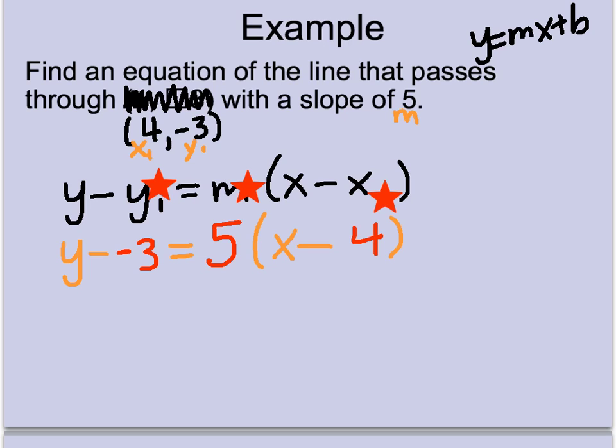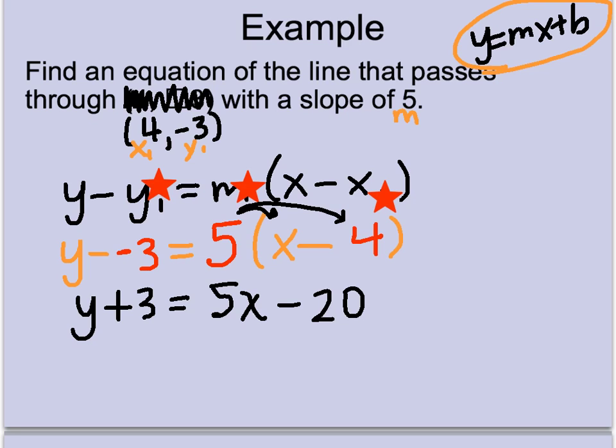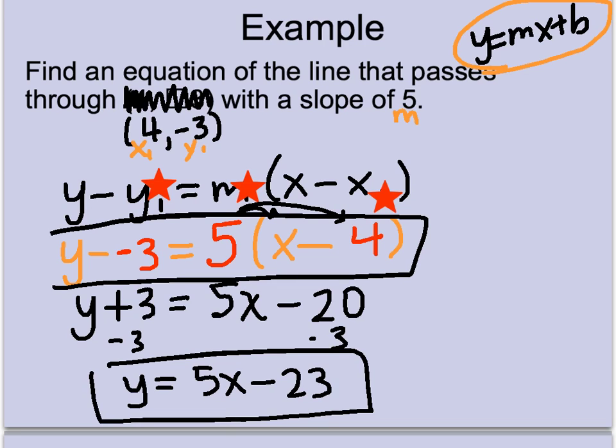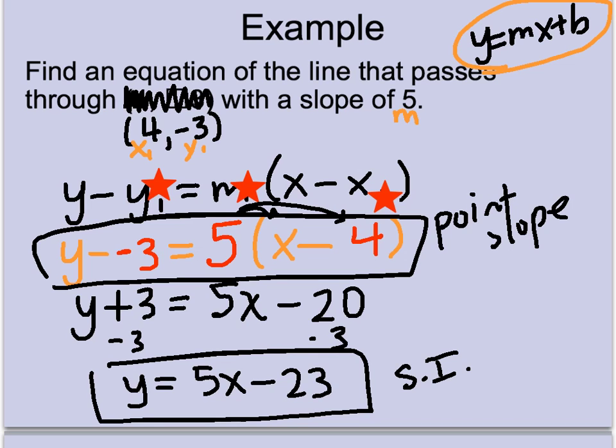So once I've replaced my y1, m, and x1, all I have to do to get it into slope-intercept form is to distribute the 5. So I've distributed my 5, and then I'm going to subtract the 3. So y equals 5x minus 23. Slope-intercept form, if the problem had just wanted point-slope form, I could have stopped here. So this is point-slope, and then we've got slope-intercept form here.